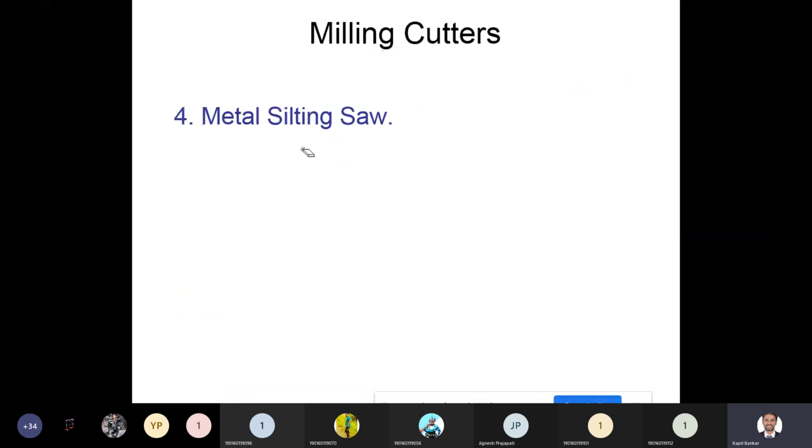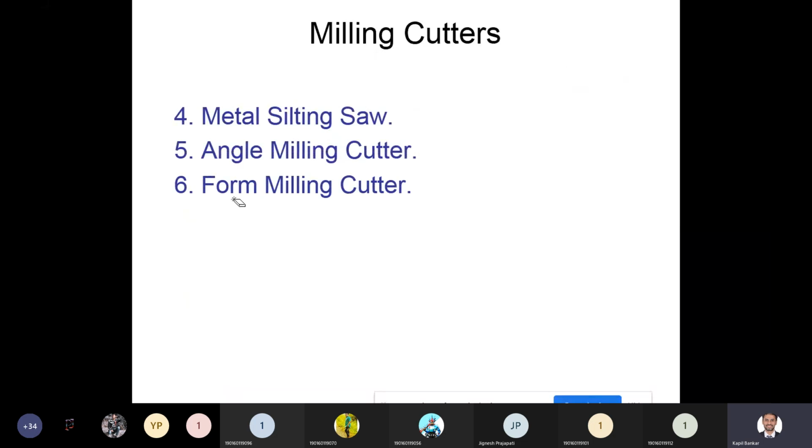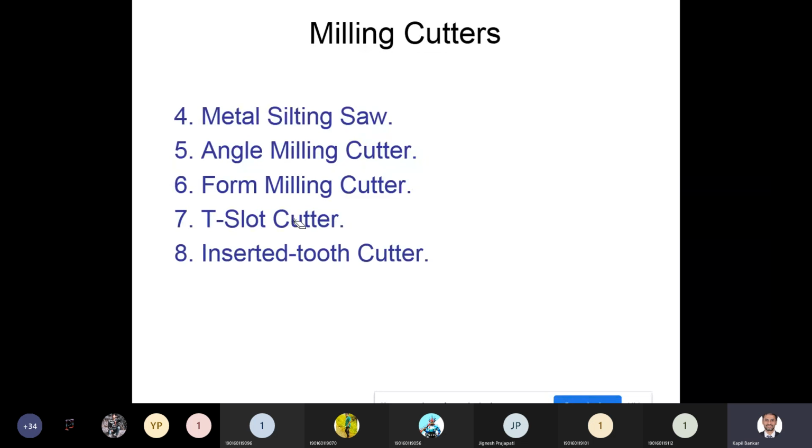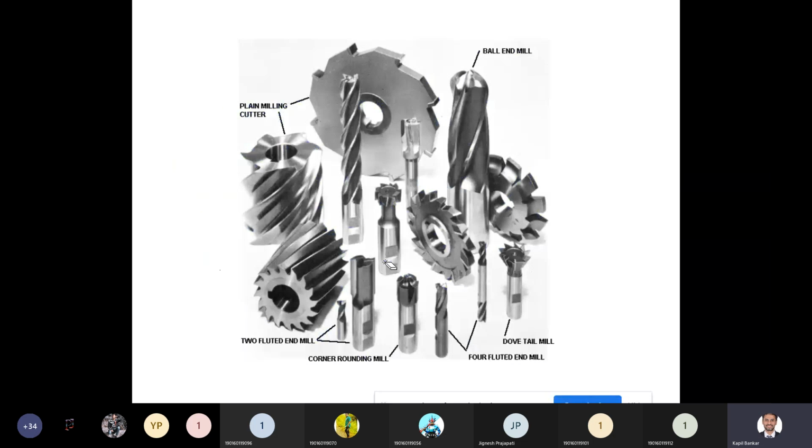Another is metal slitting cutter or metal slitting saw, angle milling cutter, form milling cutter, T-slot cutter, inserted tooth cutter. Okay, now see in the screen, there are the different types of cutter.